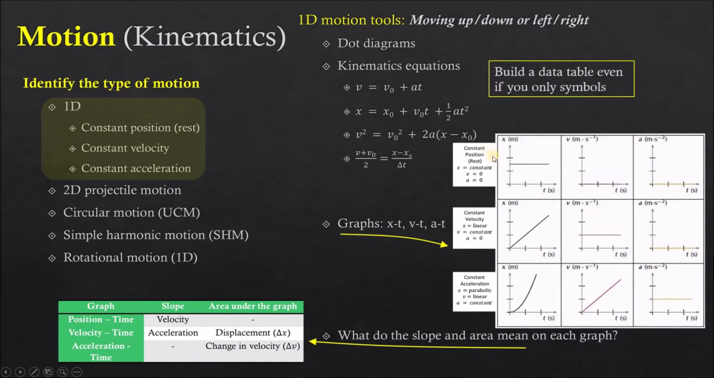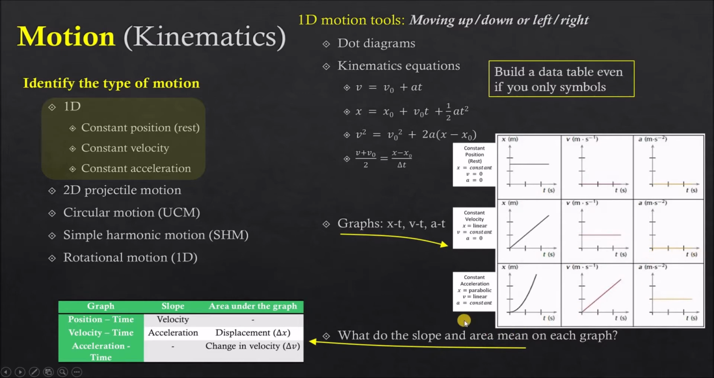So constant position, or something at rest. The position is constant, x is constant, the velocity is 0, and the acceleration is 0, so the graph is ridiculously easy. We have a constant position, a velocity that's 0, and acceleration that's 0. All right, for constant velocity, the velocity is constant, the acceleration is still 0, and now the x graph gets more complicated. It's linear. So we have a linear graph here. Velocity will be constant, and acceleration is 0.